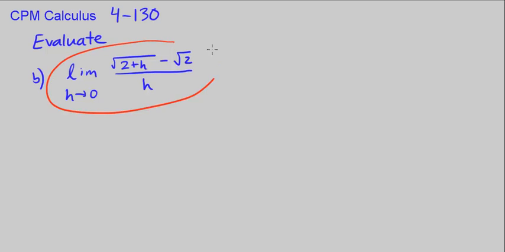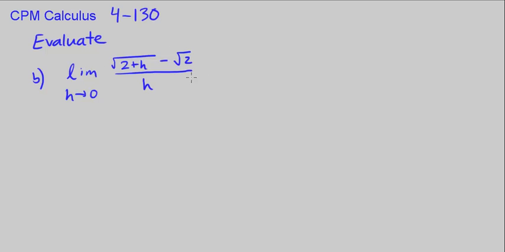Part B, we have the limit as h goes to 0 of square root of 2 plus h minus square root of 2 over h. Right away, I know that if I plug in h is 0, I'm going to get 0 in the denominator, and that means investigate further. In the numerator, the same thing: I'm going to get square root of 2 minus square root of 2, which is 0. So this means investigate further.